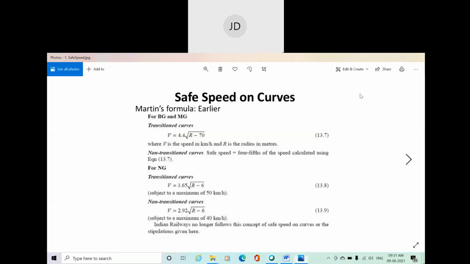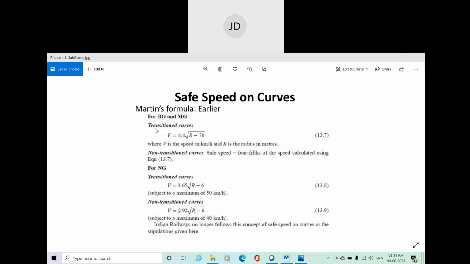So basically, when it comes to safe speed, there's a standard formula, that is Martin's formula. It is familiar, very popular. As per Martin's formula, we have a pre-decided relation between the speed of a train, that means the safe speed of a train, and the radius of the curve. Fine, so by correlating with the radius of the curve, we can derive the safe speed on the curve.